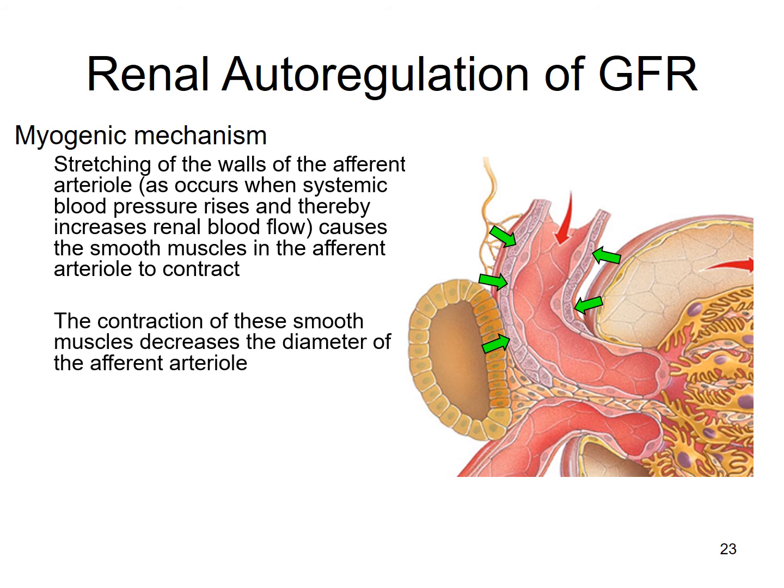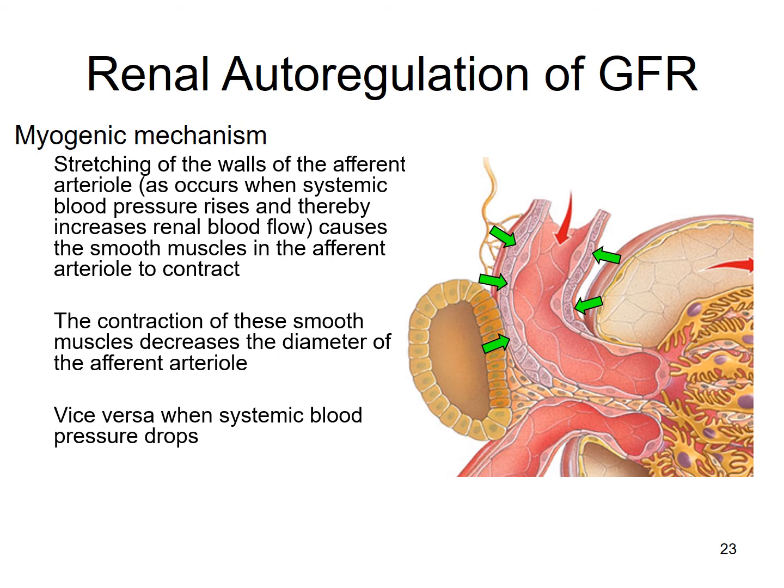Now the contraction of these smooth muscles will decrease the diameter of the afferent arteriole. So that means if your systemic blood pressure rises and increases the blood flow in, you're going to clamp down and decrease the diameter of the afferent arteriole and reduce the amount of blood flow that would have otherwise been coming in. So closing down the diameter of this arteriole is basically going to offset an increase in blood pressure.